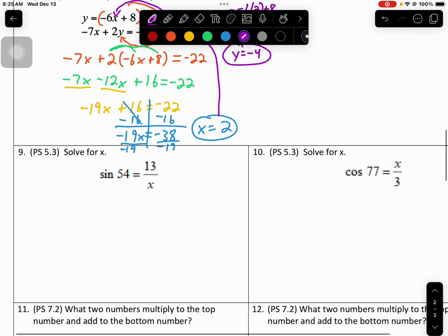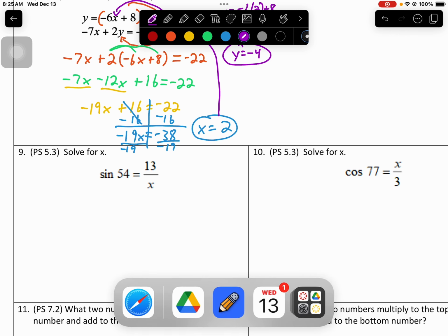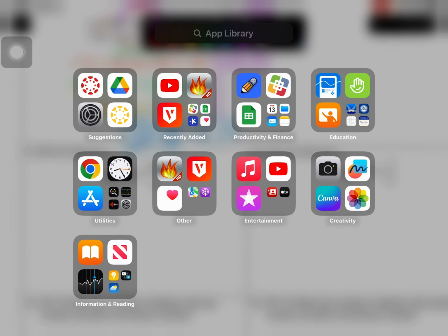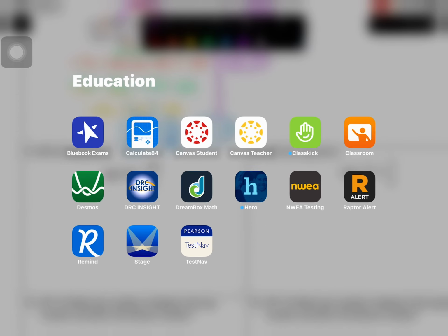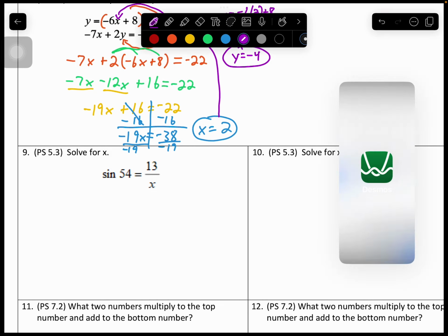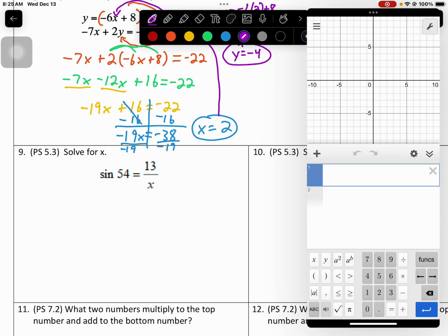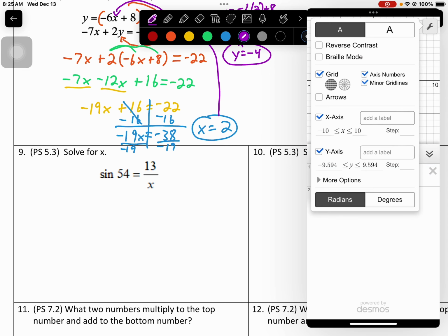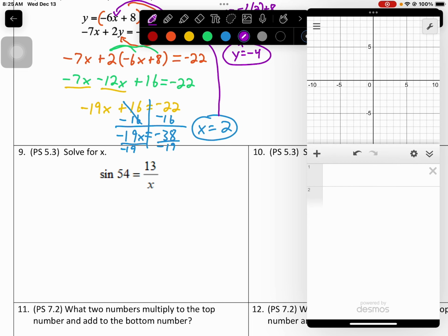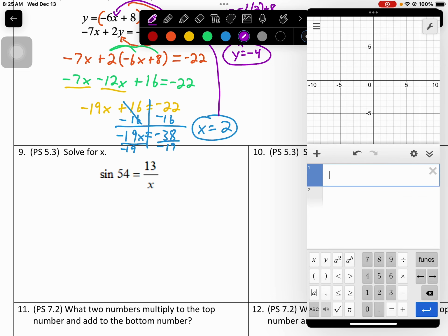All right. These two, you need Desmos. Where's my Desmos? Give me that. There it is. Okay. So you make sure you go to the wrench, make sure you're in degrees, and then you're good to go. Okay, you got the funcs button.